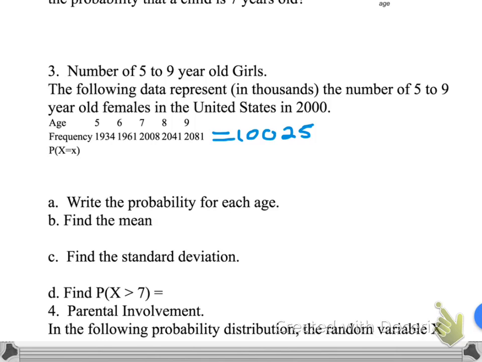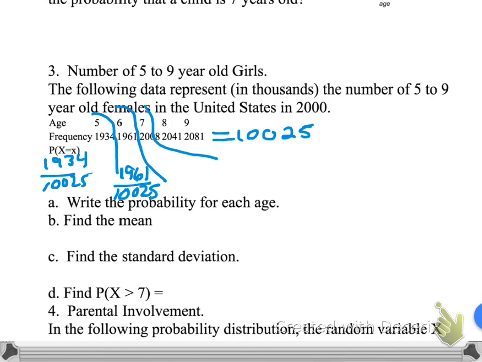So now they want us to find the probability of each group. So for 5, it's going to be 1934 divided by 10025. Okay, let's go do 6. And this is going to be 1961 divided by 10025. Okay, now let's go do 7. And that's going to be 2008 divided by 10025.